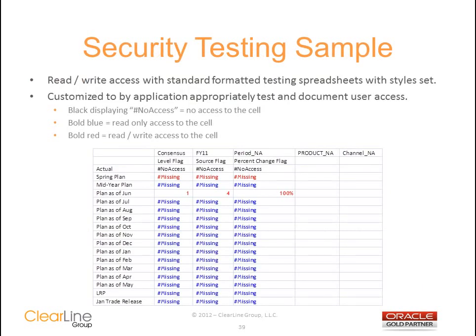The next example is the security test spreadsheet. It uses conditional formatting with Essbase-based styles to visually test the read-write access to the application. Black with no access simply means no access to that cell, but blue means read-only access and red means read-write access. The spreadsheet needs to be customized to the particular application it's testing and can be used for documentation. But the spreadsheet is also a great way to communicate to the business users since the color codes will always mean the same thing on any application.